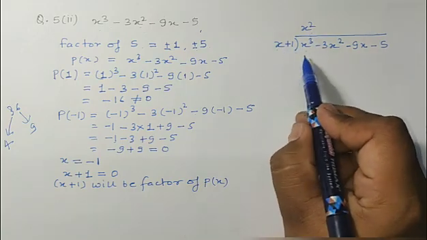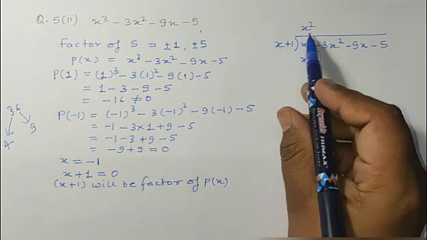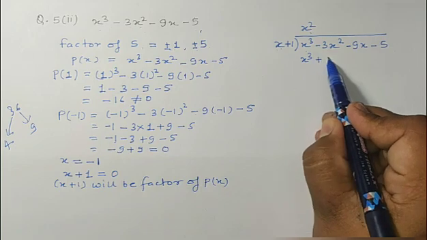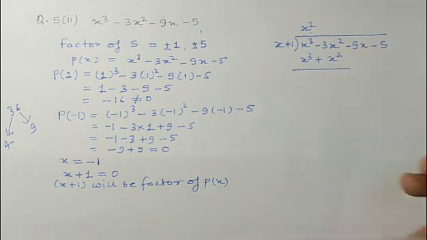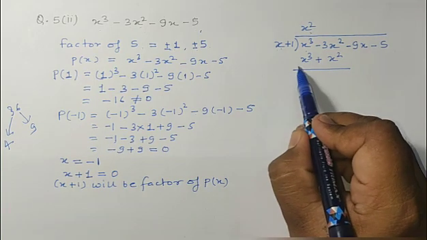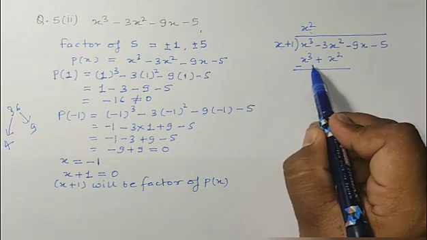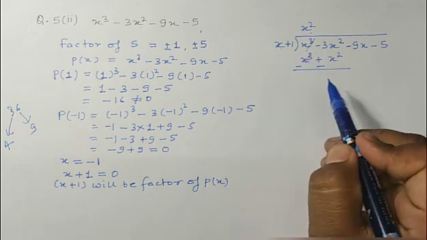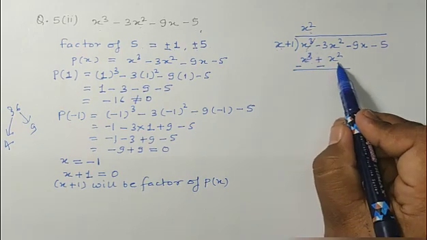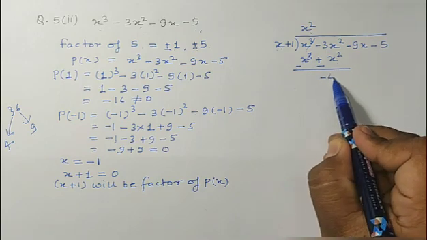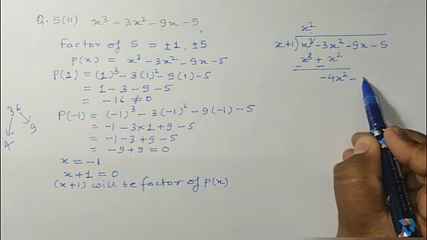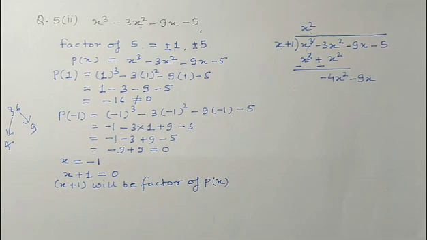So x square into x will be what? x cube. x square into 1 will be what? x square. Okay, now we will subtract it, so the sign will be changed. It will be negative, and it will be cancelled out. Minus 3x square minus x square will be what? Minus 4x square. Minus 9x you will write here.